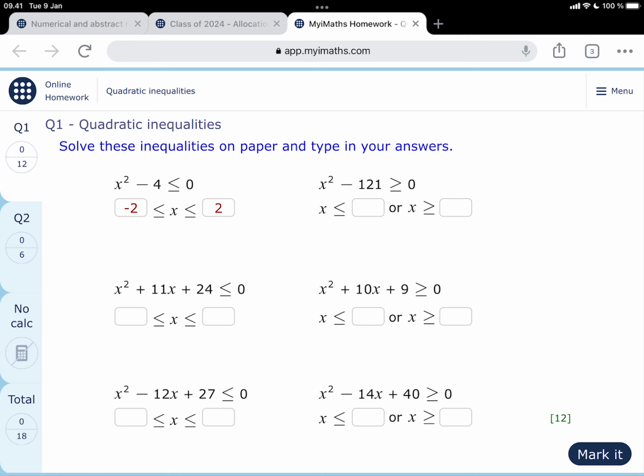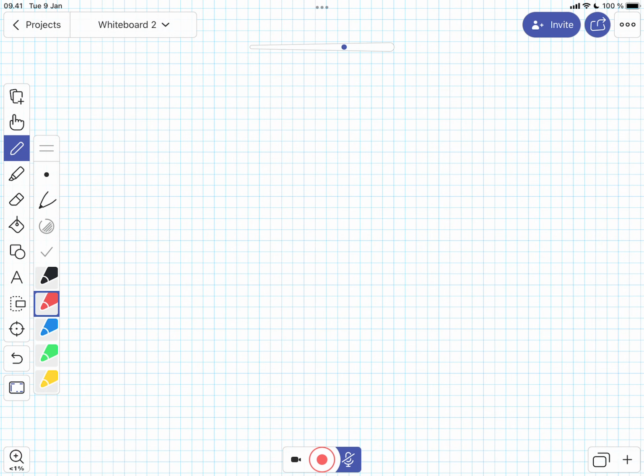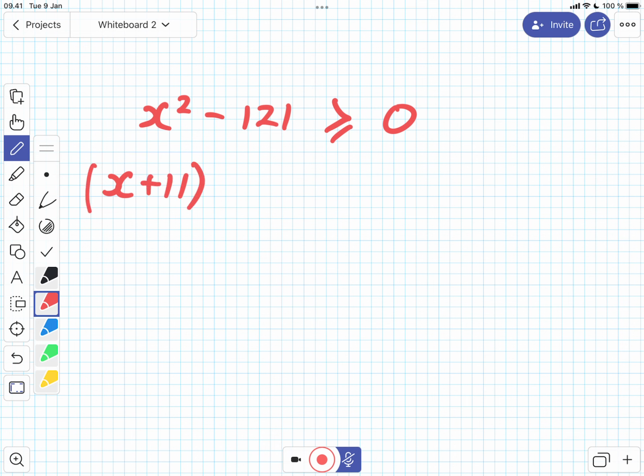X squared minus 121, this time greater than or equal to 0. Okay, so I'll go back to my notepad there, just move that out of the way. So x squared minus 121 greater than or equal to 0. Well, again, that's a standard factorization. X squared minus a square number, and it factorizes as x plus 11 times x minus 11. And we want it to be greater than or equal to 0.